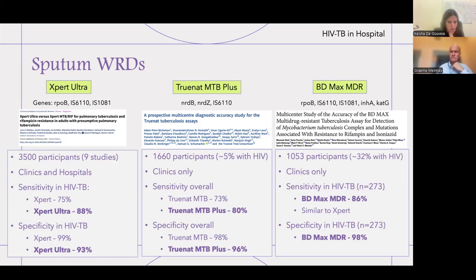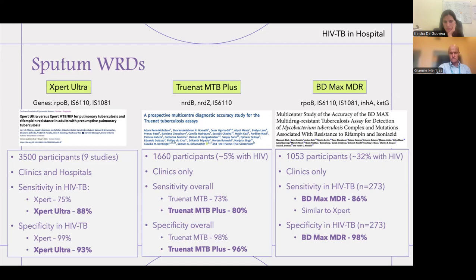TrueNat, one of the other low complexity tools, is a much more point of care kind of test. It can run just on your desk in the clinic with battery power. It also has the TrueNat MTB, and then more recently the MTB Plus. The sensitivity of that sits somewhere in between the older Xpert cartridge and the more recent Xpert Ultra, and the specificity of the newer one sits at around 96%.